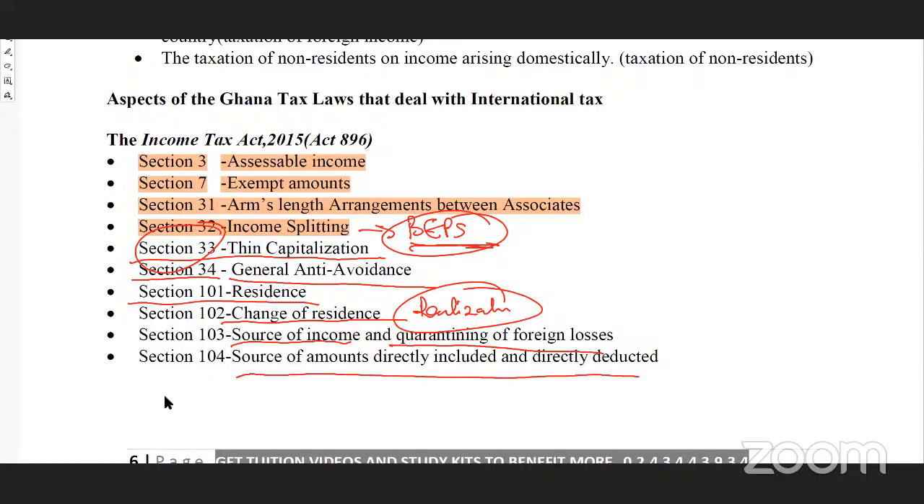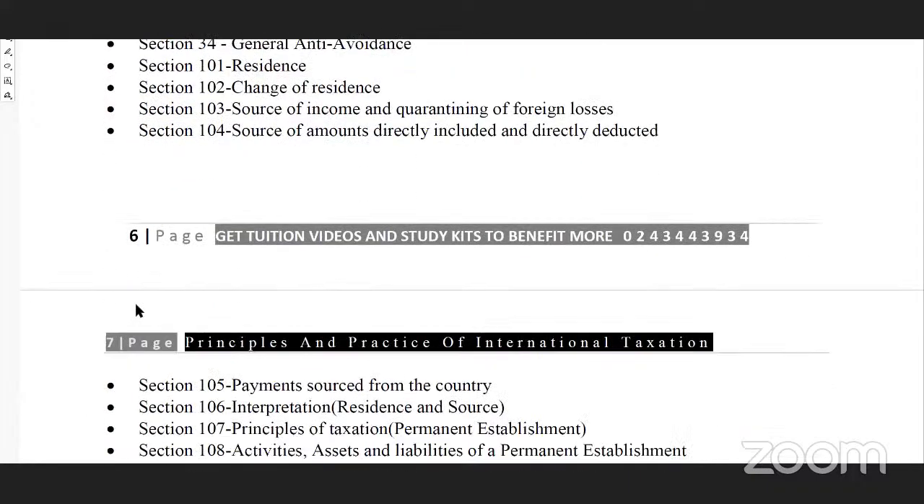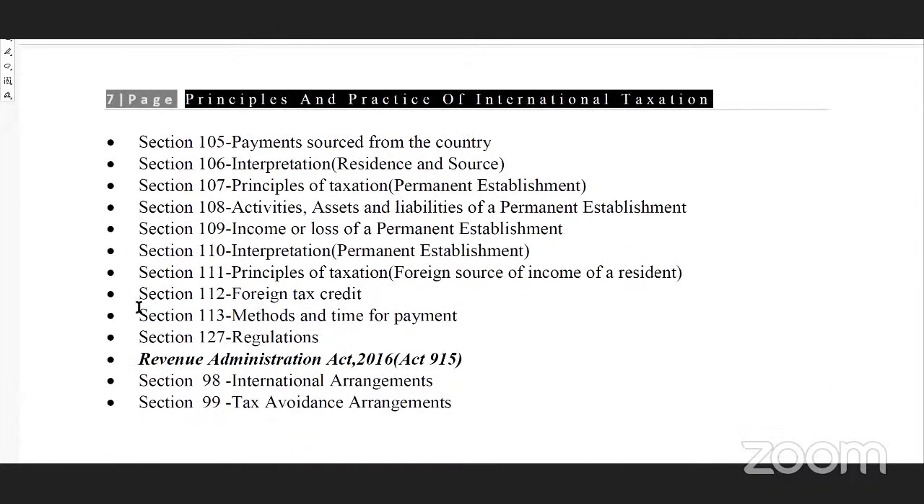So these are like sources of income for a resident person. Then payments that are sourced from Ghana. We come and look at the interpretation of residence and source. So these are all parts of the Ghanaian tax law: principles of permanent establishment, activities, assets and liabilities of a PE, income or loss of a PE, interpretation of a PE. So a PE in Ghana under interpretation can be a foreign PE or it can be what? A Ghanaian PE. So the whole thing is that PE stands for permanent establishment.